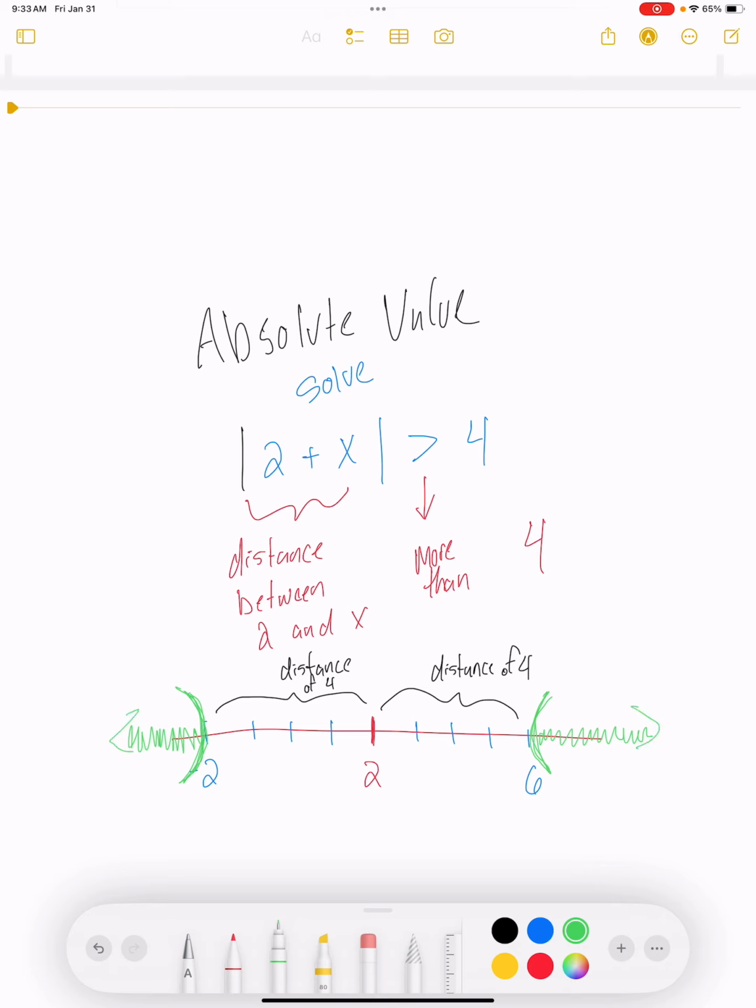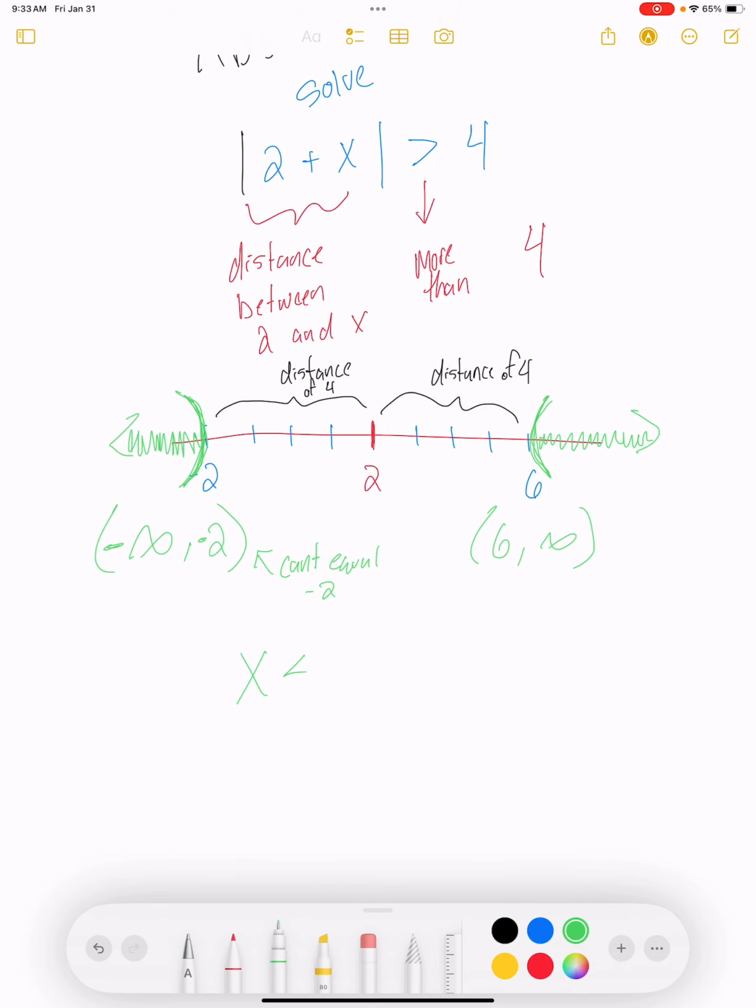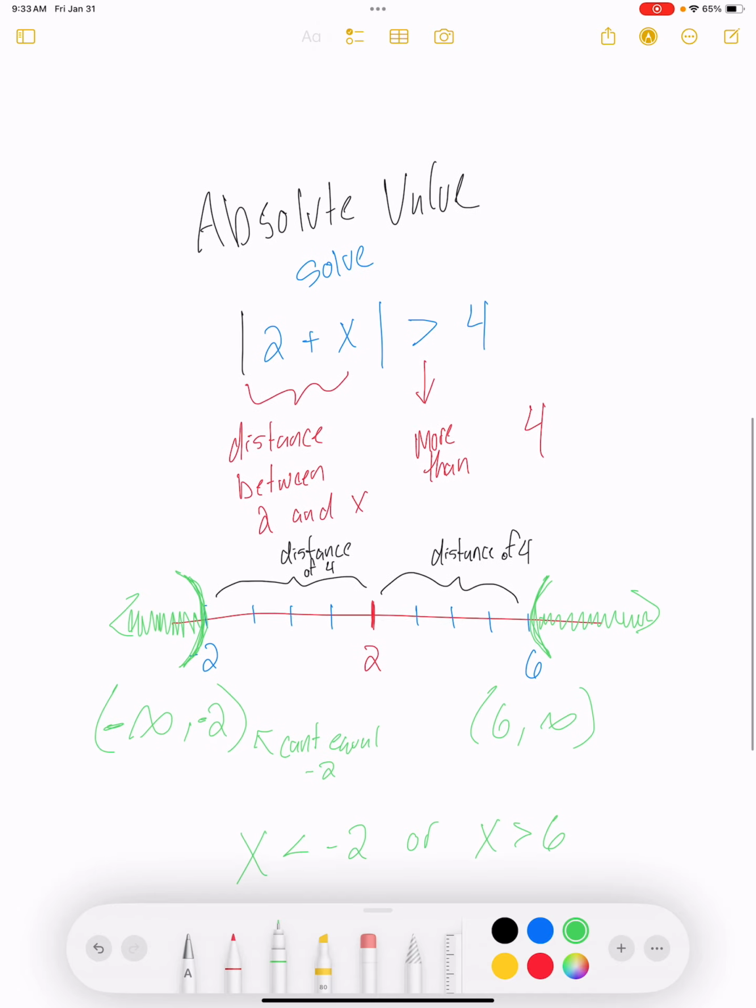That means I can say my answers would be -infinity all the way to -2, but with a parenthesis, because they can't equal -2. Same thing here, from 6 to infinity, right? You might also see that written as x is less than -2 or x is greater than 6, right? So that's absolute value inequalities and absolute value equations.